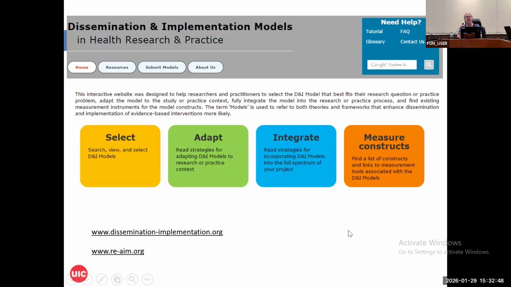So if you want to take a look at all the different dissemination implementation models, this is the website that I would recommend. I also have www.reaim.org, which is one of the models that I'm going to walk you through. So if you have some time, feel free to go to this website and do some exploring, because this will give you a good idea of all the different models that are out there.